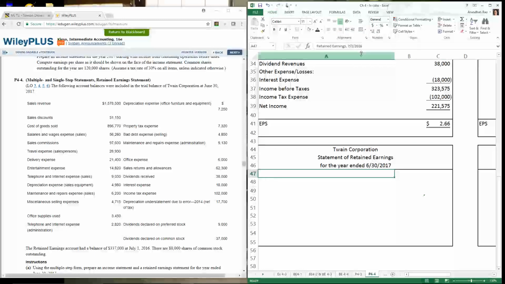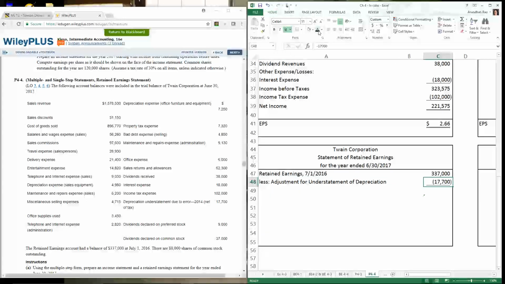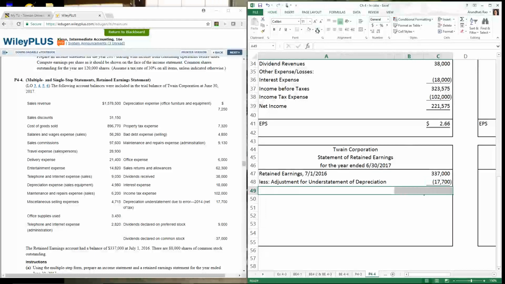Statement of retained earnings, we always start out with retained earnings beginning balance. That number was given to me in the problem at 337,000. If you recall, we had said this depreciation understatement due to a prior error, we had to make an adjustment, and that'll be the first thing you do. You make an adjustment for understatement of retained earnings, you subtract that amount. It always has to be net of taxes. The amount given to you was already net of taxes. You didn't have to calculate the net of tax number. This gives you the retained earnings number, which is adjusted.